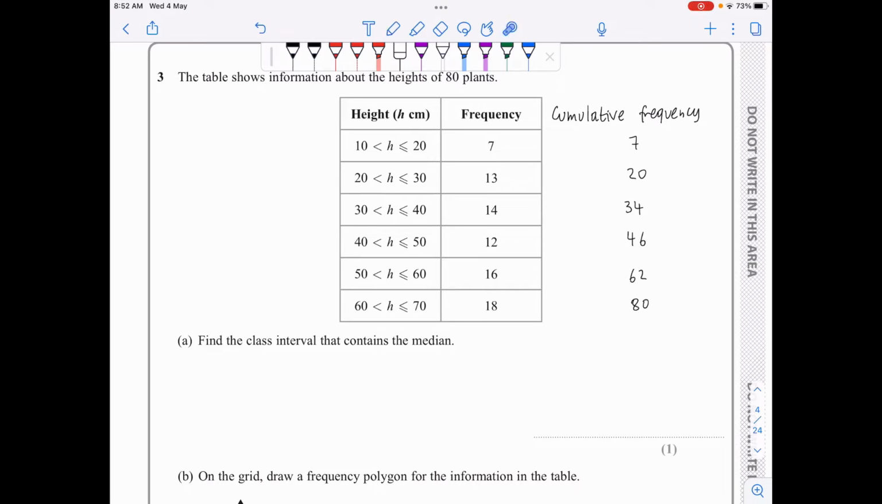So always check that the last entry in the cumulative frequency column is actually the total number of items in the study. Now, to find the class that contains the median, I will start by dividing my total by 2, which is 40. So I'm pretty much asking where is the 40th observation. Now, the first 34 observations are up to 40. And the first 46 observations are up to 50, which means that the 40th observation is to be found here between 40 and 50.